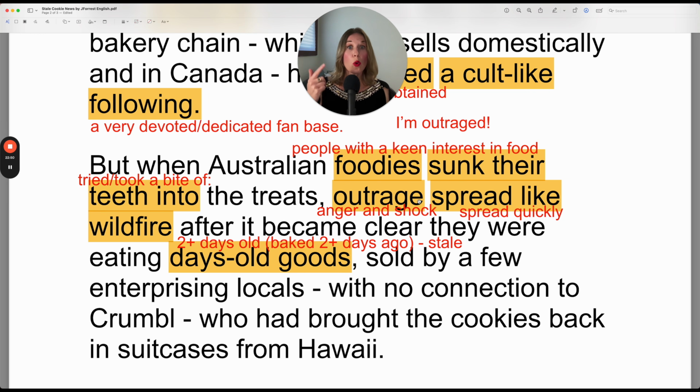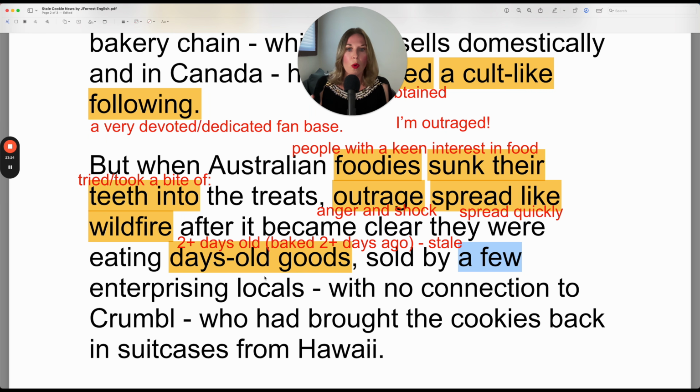So remember, you can use that adjective stale. You could say outrage spread like wildfire after it became clear they were eating stale goods. And the goods represents cookies, stale cookies sold by a few. So notice here we have a few because it means a small number of enterprising locals. So enterprising means locals who have a sense for business. It's another way of saying people involved in business. So a few, maybe 3 or 4. So a small number of, not many.